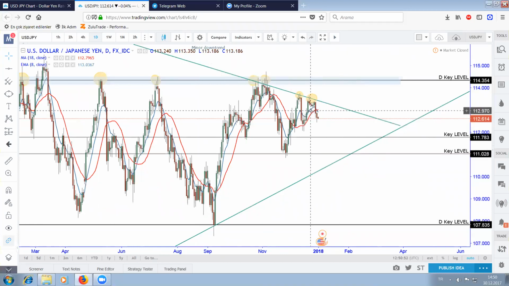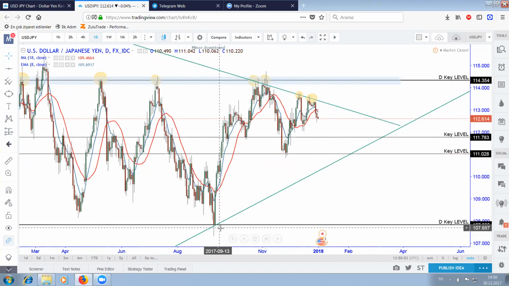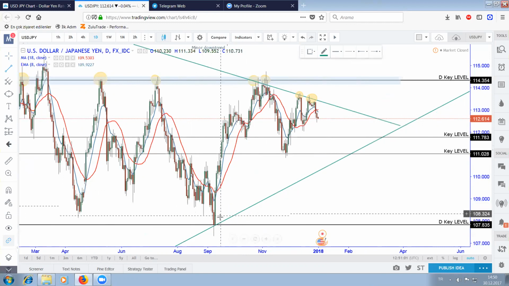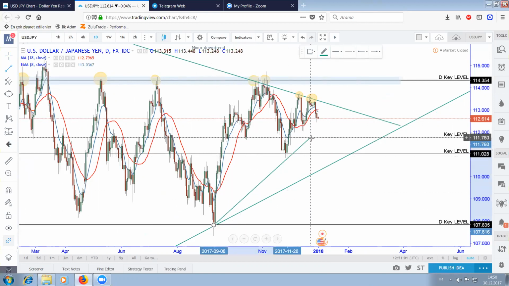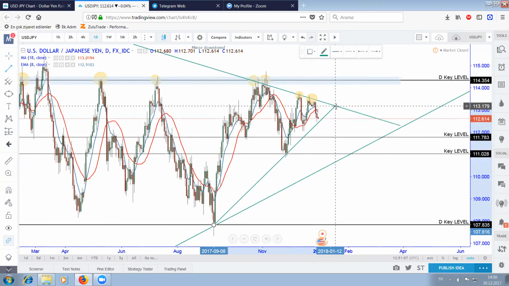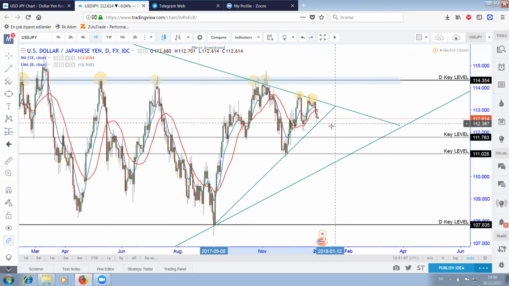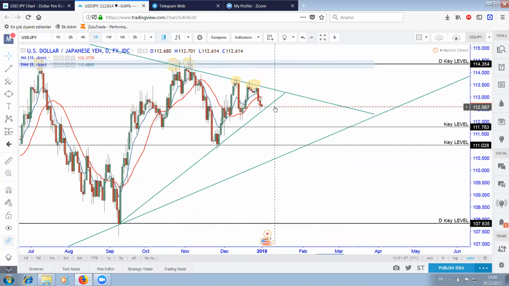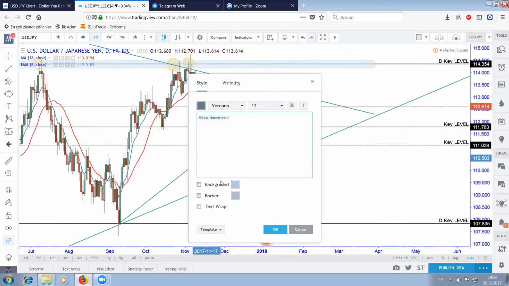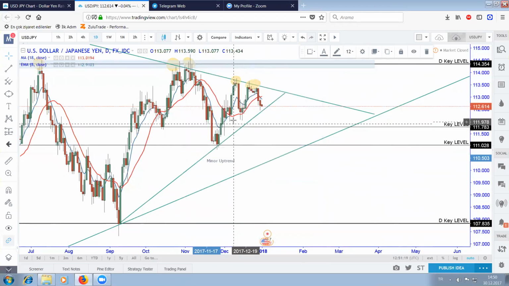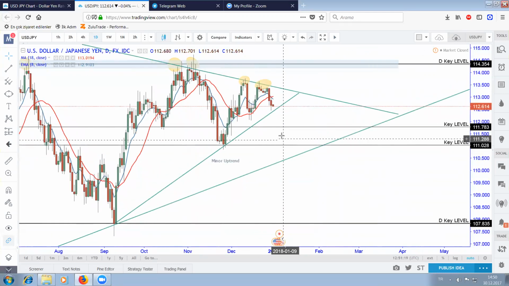So if we are looking at the chart, as I said before, we can add a second trend line from here, from the highest low to here. So here we have the second minor uptrend. What this minor uptrend can do is, as we see, it comes so close.